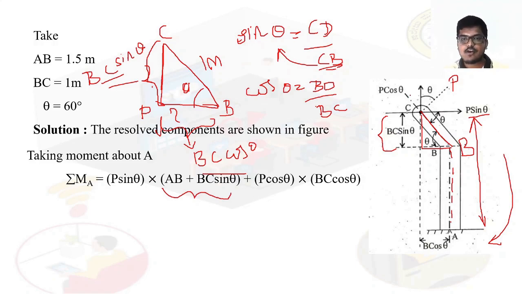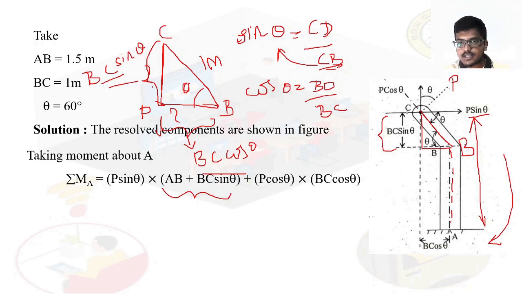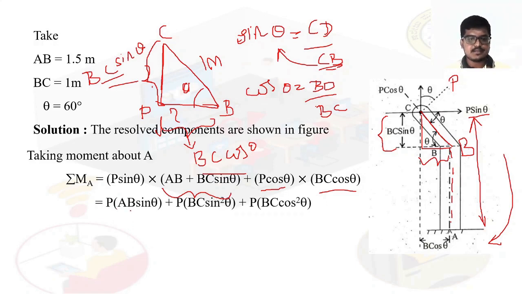Next we have P cos theta, but it is not in line with AB. We have some horizontal distance, that is BD, that is BC cos theta. So P cos theta into BC cos theta. That is the purpose why I need the distances between the points, because it is asked about A. Once I got this, simplify. So P into AB sin theta plus P into BC sin square theta plus P into BC cos square theta.